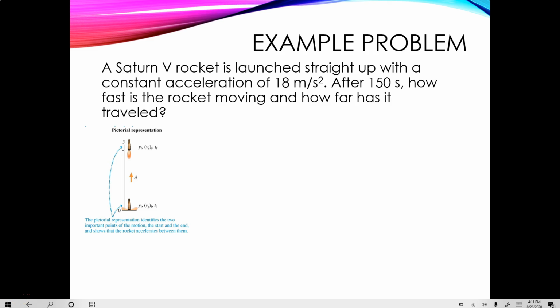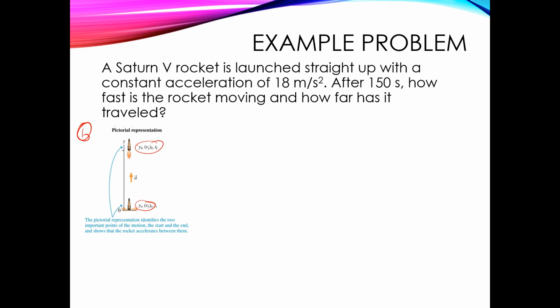Okay, so for our first practice problem, a Saturn V rocket is launched straight up with a constant acceleration of 18 meters per second squared. After 150 seconds, how fast is the rocket moving and how far has it traveled? Well, in this case, step 1 is already done for us. They already drew our picture, and it's beautiful. They have our rocket here, showing that we start at 0, we're traveling up, we have some sort of acceleration, and they label what our variables are.